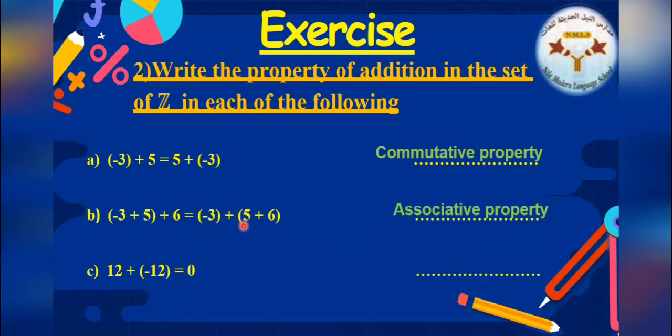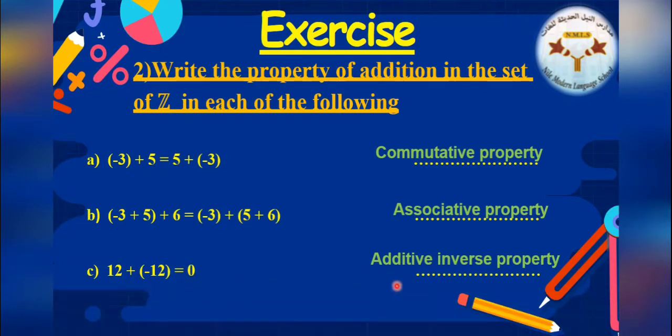Here number C, 12 plus -12 equals 0. 12 and its additive inverse, and their sum is 0. So this is the additive inverse property.